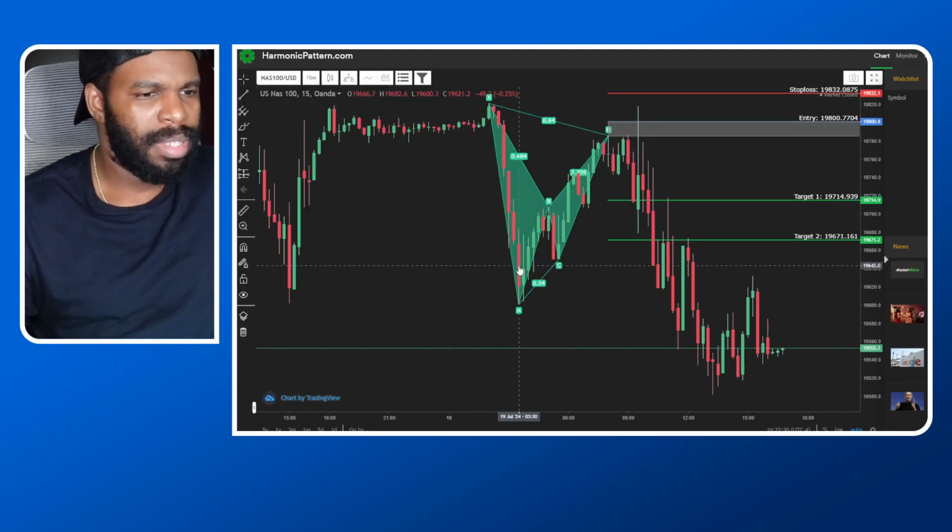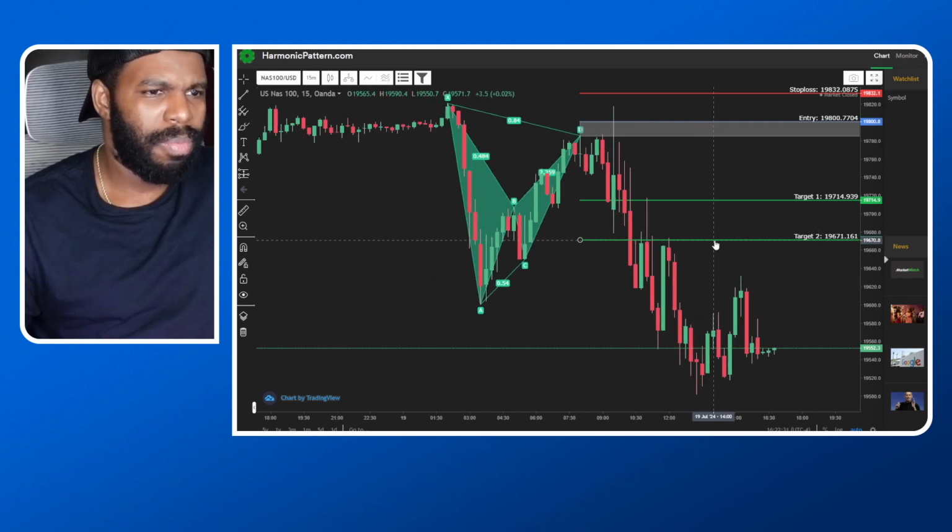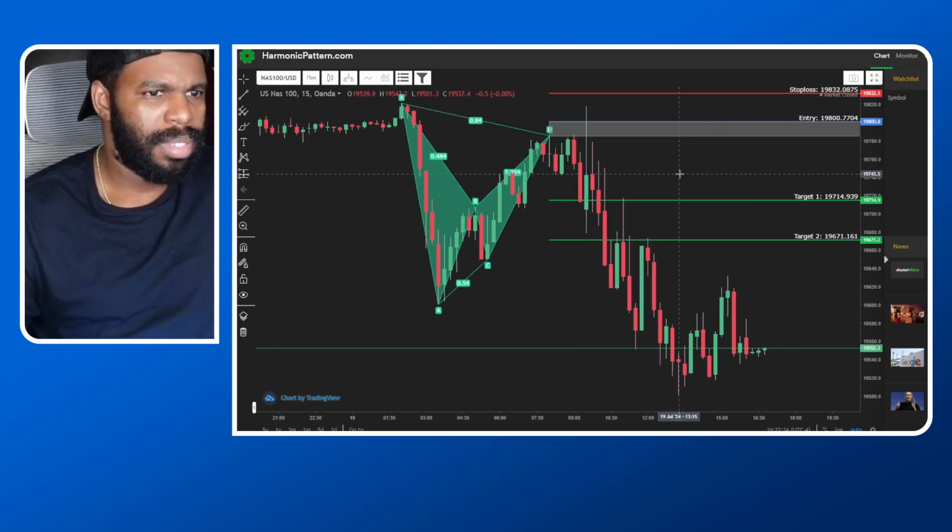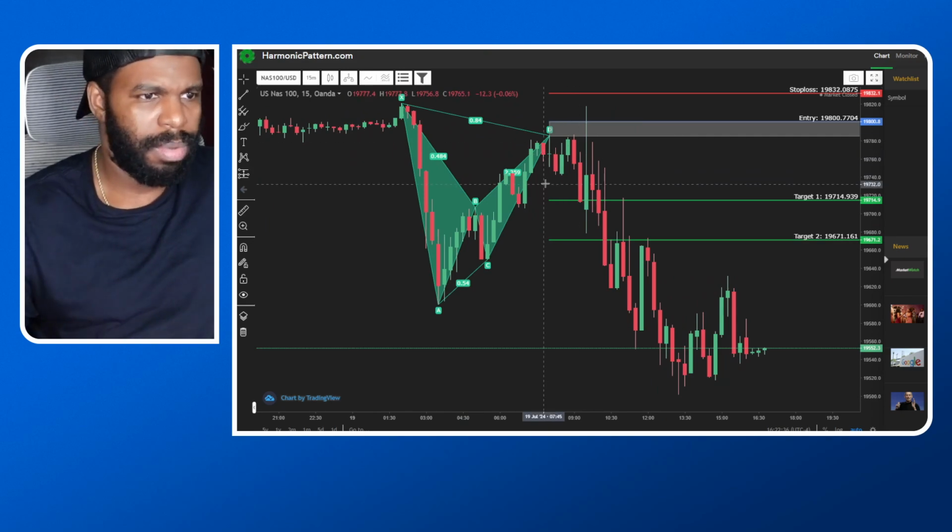Now the harmonic pattern doesn't work too good, I believe, on indices or equities, but look at this one here. You would have got in somewhere up here, you would call all this move. This is a bat pattern right here. Okay.